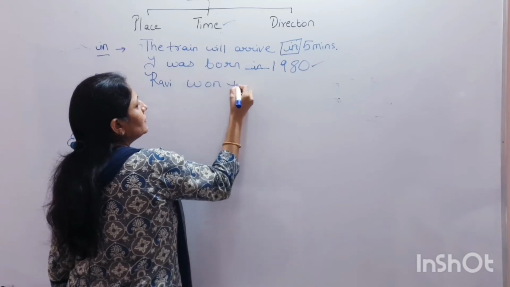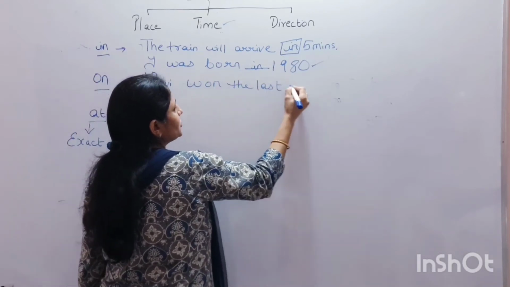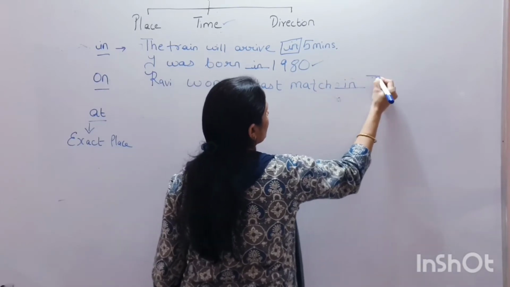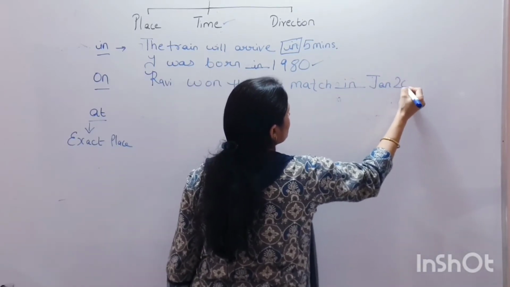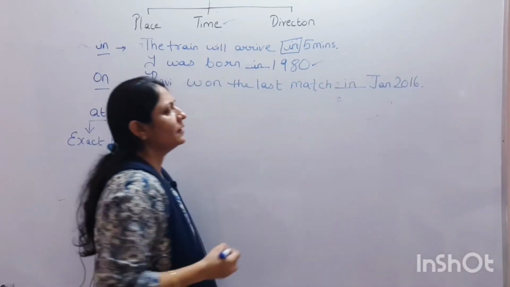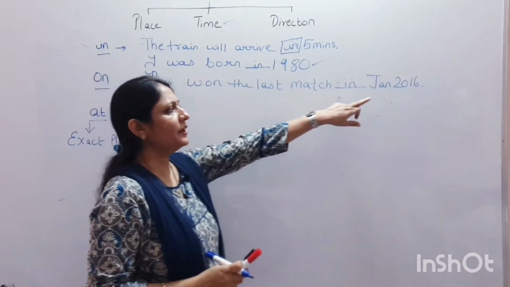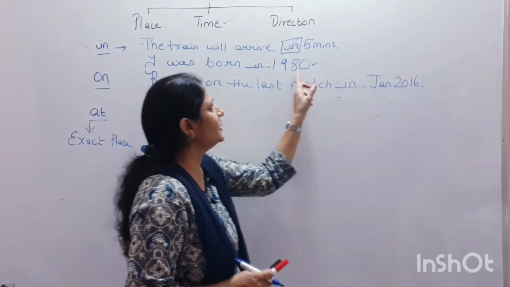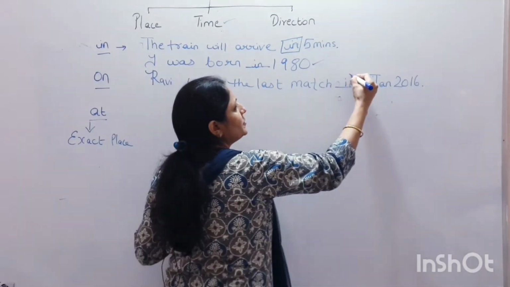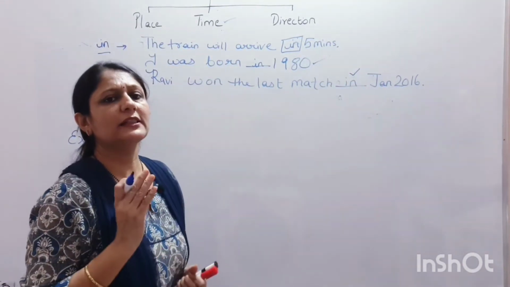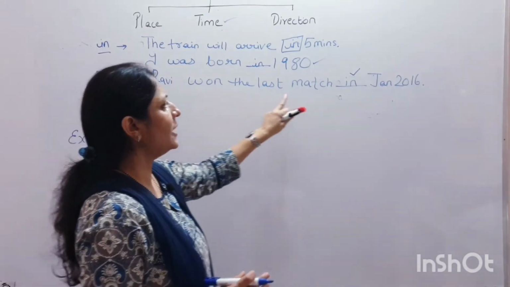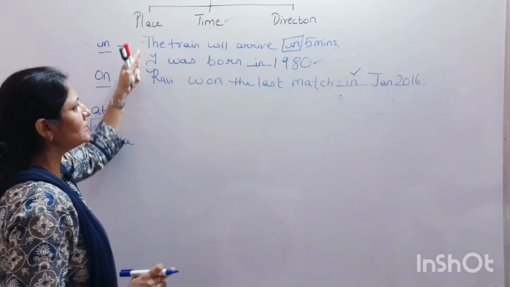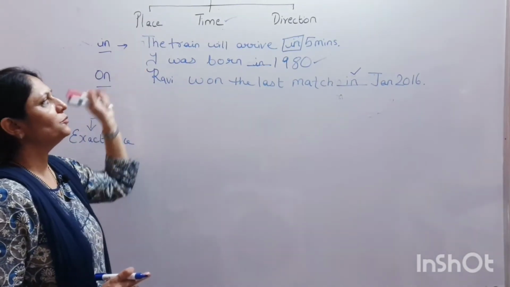Ravi won the last match in January 2016. Now you need to remember, whenever there is month written, whenever there is year written, we always use the preposition in to tell the time. So Ravi won the last match in January 2016. So these are the 3 examples for in used as time.